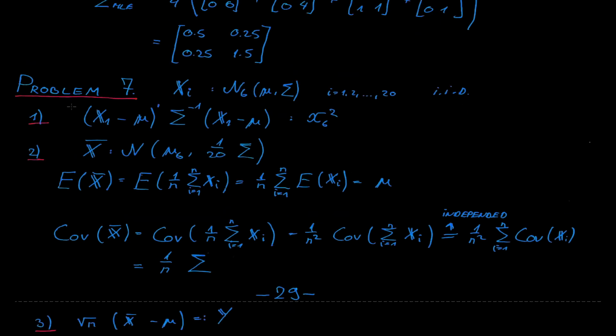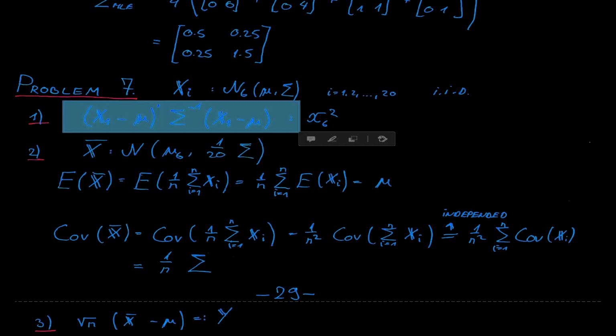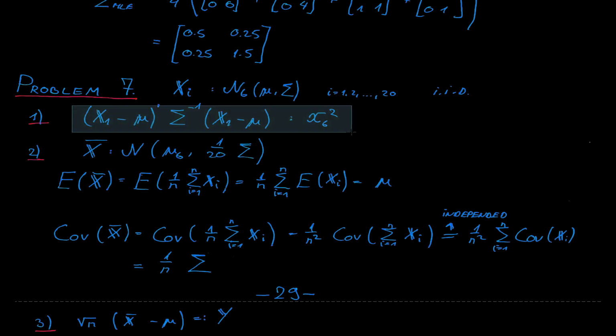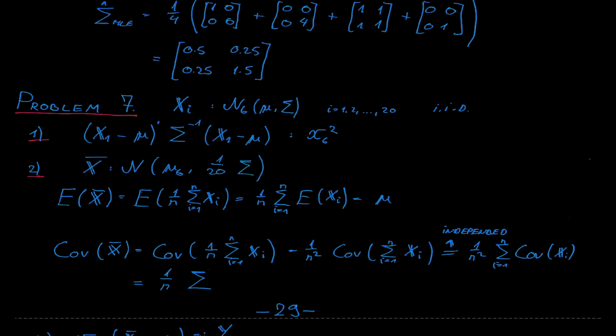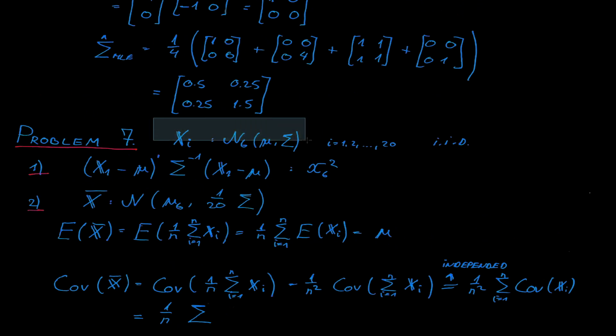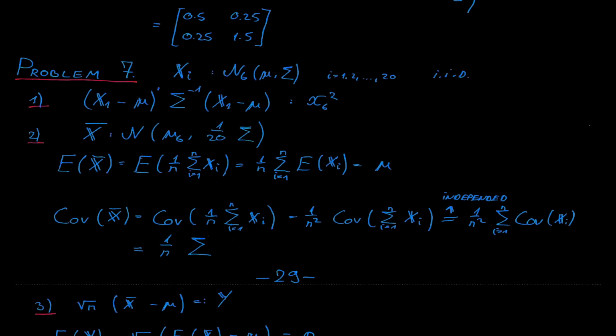We want to know what is the distribution of x1 minus mu transposed sigma to the power of minus 1 times x1 minus mu. It follows immediately from what we mentioned that it has a chi-square distribution, in this case with 6 degrees of freedom. This is theorem number 6, I think, in our lectures. It follows immediately from that theorem, as it satisfies all the assumptions of the theorem.